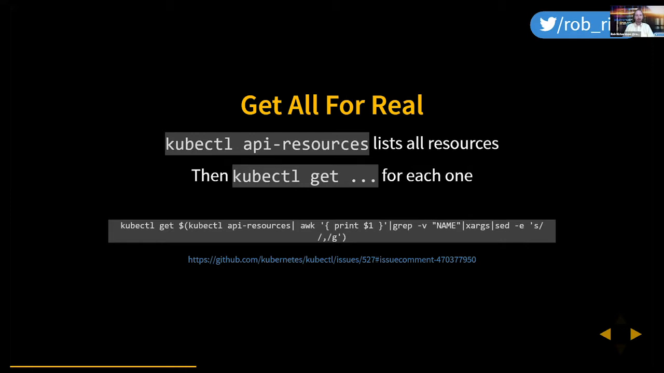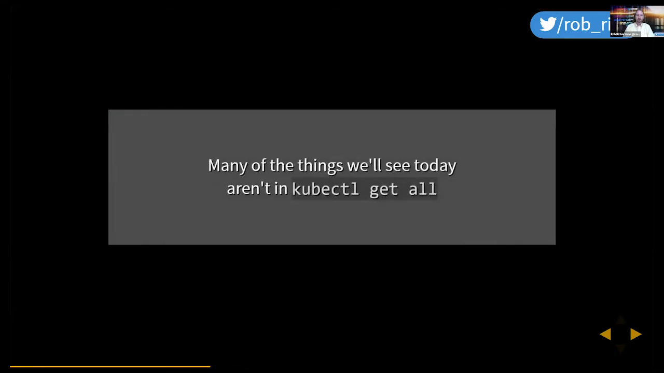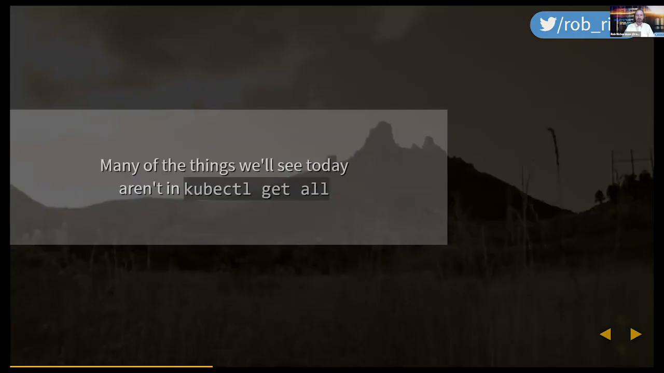And so you may choose to alias this in bash or in your shell of choice so that you can do a kubectl get all for real or kube-all or whatever you want to call your alias that will go get all the resources and all the things. You can also specify each one. So kubectl get pod,deployment, and that will definitely return all of the things in that category. So as we're looking into them, we can kubectl get secrets. Okay, so many of the things we see today aren't in kubectl get all, and unfortunately that is by design.